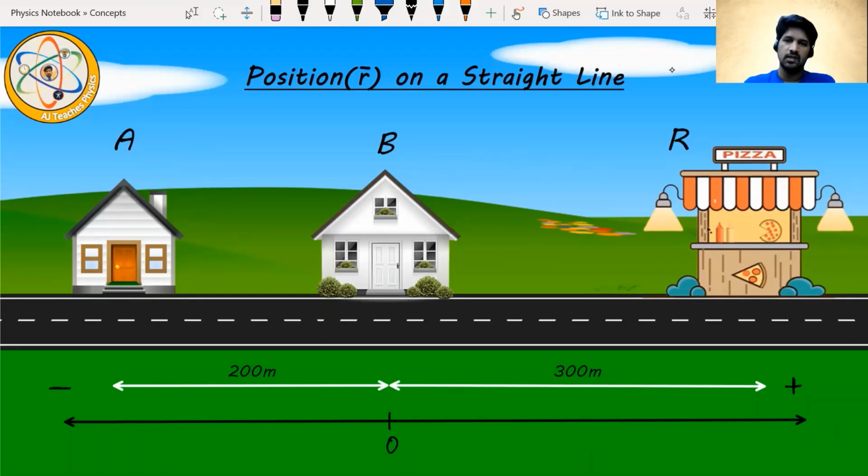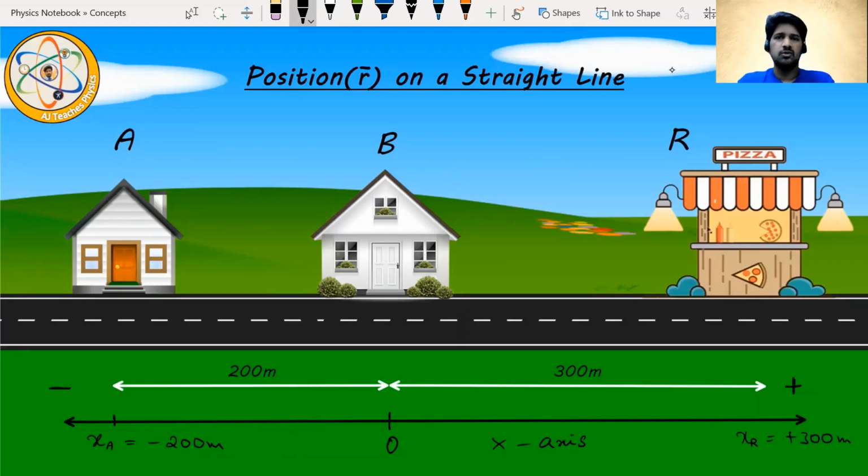Now, whenever motion happens on a straight line, you can consider an axis along that straight line. For example, you can call this the x-axis. Now, any position on the x-axis will be indicated with an x coordinate. For example, since we have fixed the origin here, we can say that the position of house A is xA equals minus 200 meters. And the position of the restaurant R is xR equals plus 300 meters.